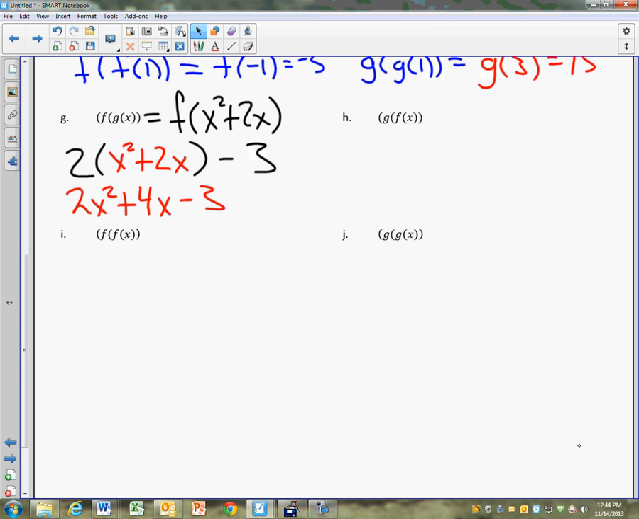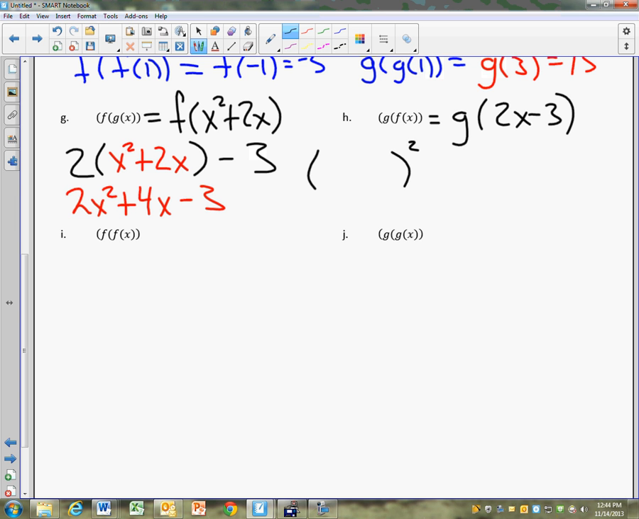G of f of x. So this is going to be G of, what do you plug in? You plug in 2x minus 3. Well, I know that G looks like this. I got something squared plus 2 times something. That's what G of x looks like. So what do I plug in for that part? 2x minus 3.